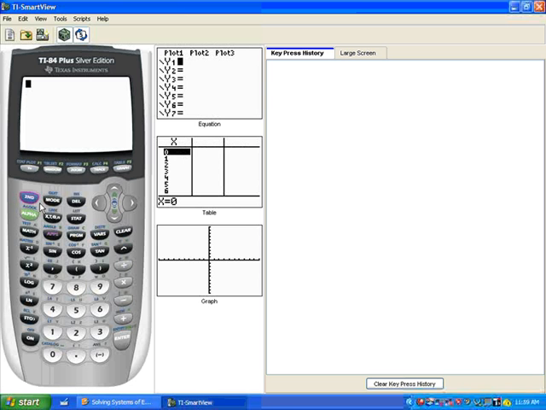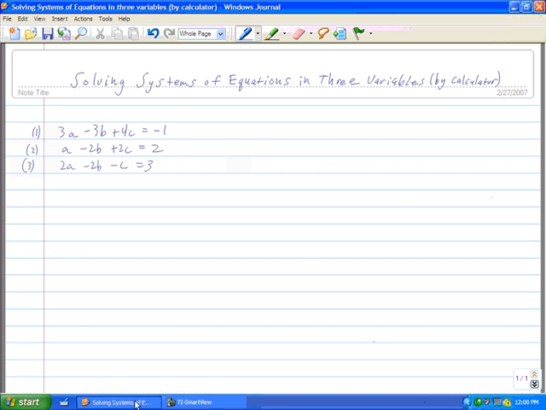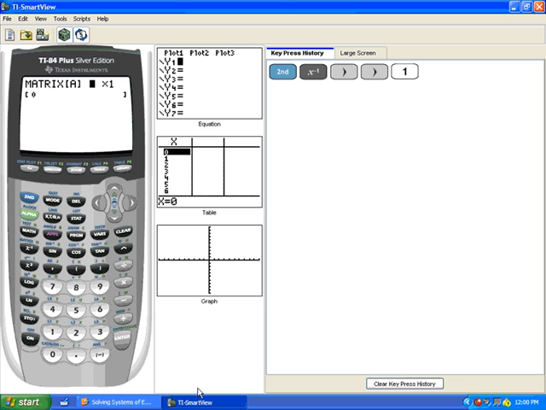We will hit second function followed by matrix to get into the matrix menu. Go over to edit and hit number 1 because I'm going to put everything in matrix A. Now it starts off by default as a 1 by 1 matrix, which means 1 row, 1 column, only 1 entry. Since I have 3 equations, and 3 variables plus a row of constants, I need to tell the calculator to give me 3 rows followed by 4 columns.